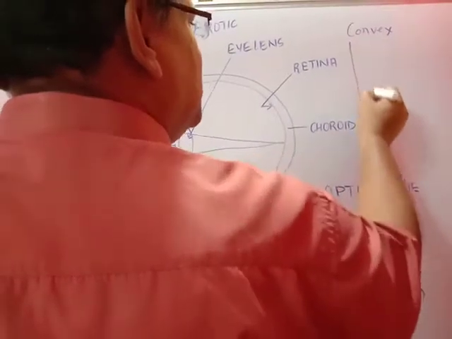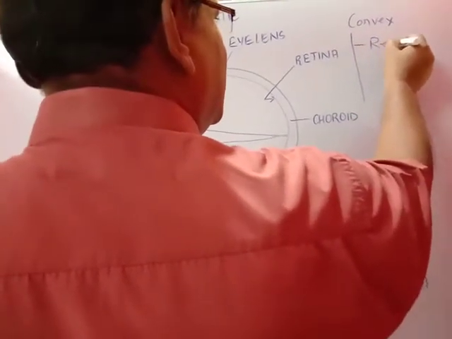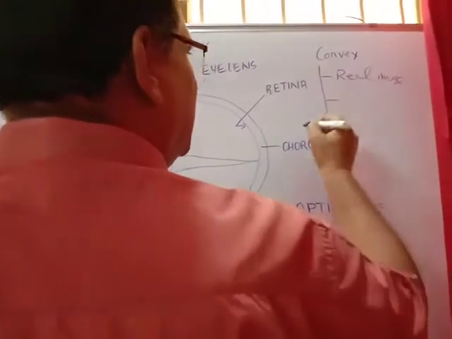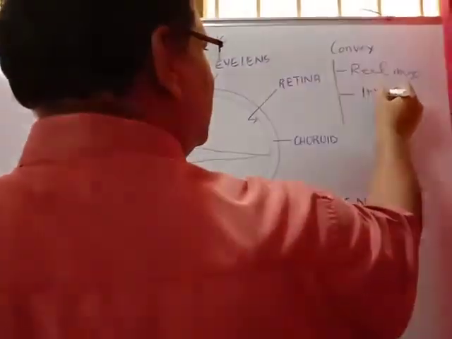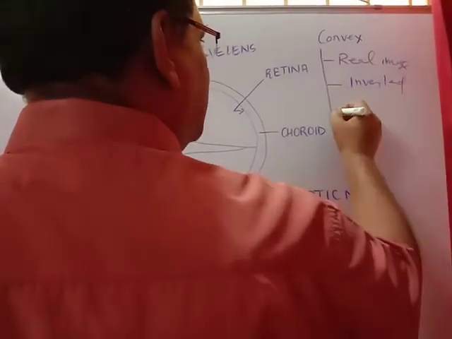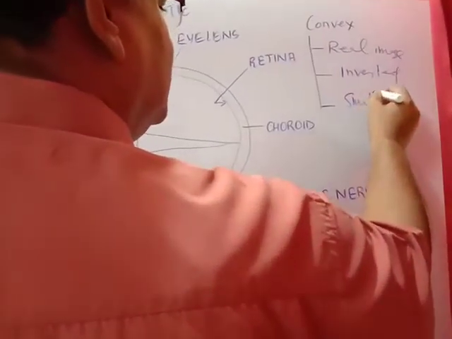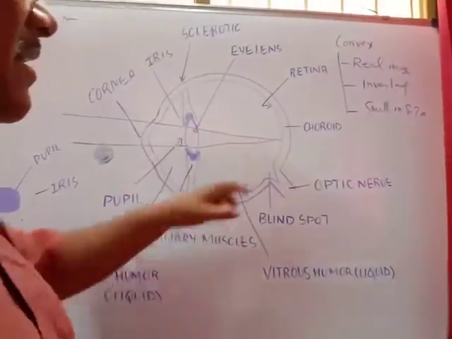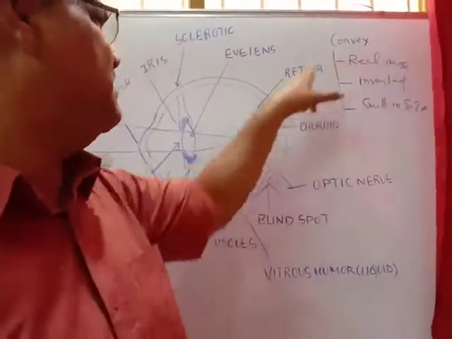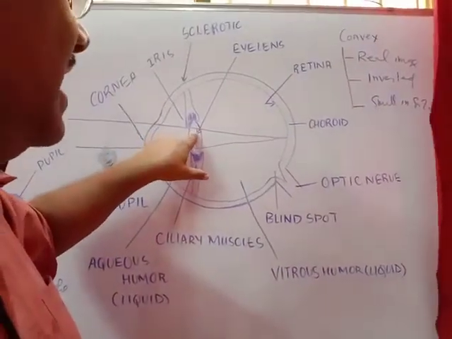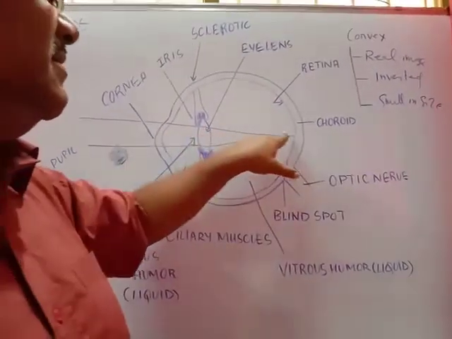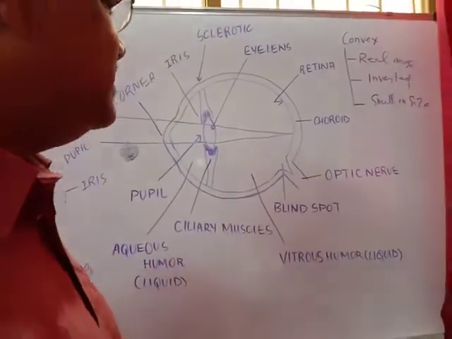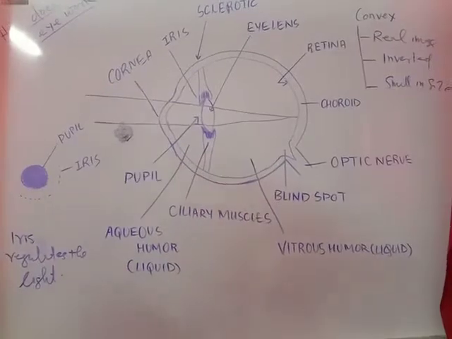So it must be producing a real, inverted, and small image. Small in size. This is the property of the image which will be formed by the crystalline lens, and that image will be striking on the retina. You just mind it, it will strike on the retina, and on the retina what will happen?